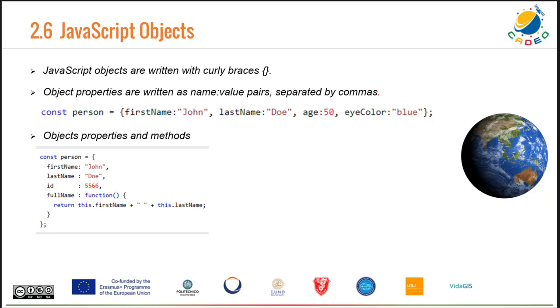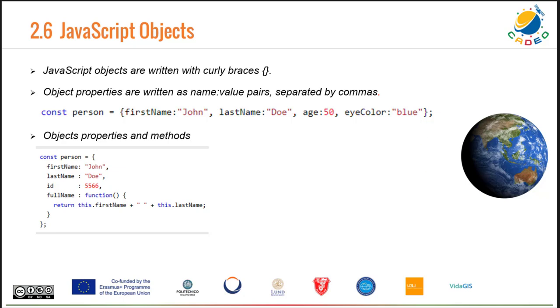The name-value pairs in JavaScript objects are called properties. For example, firstName John, lastName Doe, age 50, eyeColor blue.